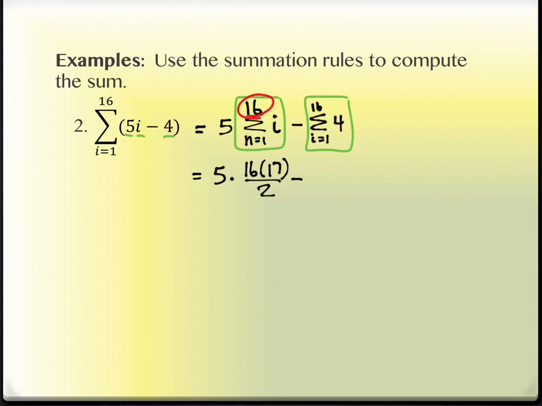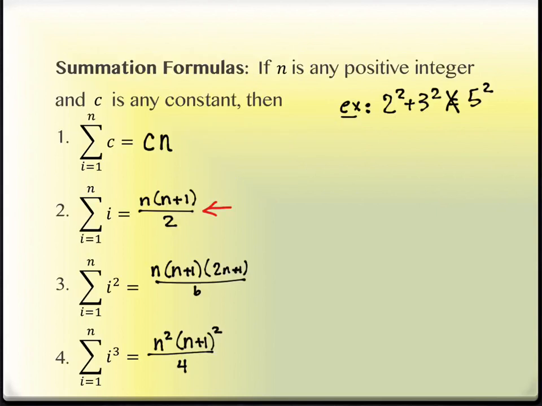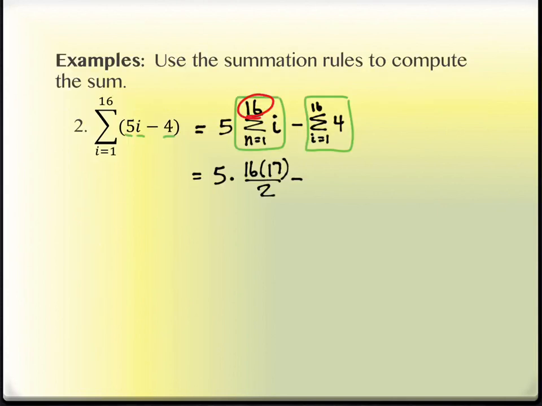All right, the next one is a constant. It's the first one that we did here. It says I take that constant, whatever it is, mine's 4, and I multiply it by n, being the upper value on the top of my summation or my sigma. So this 4 gets multiplied by 16.